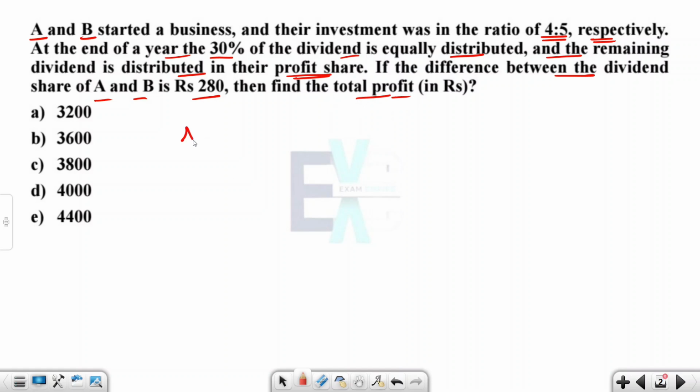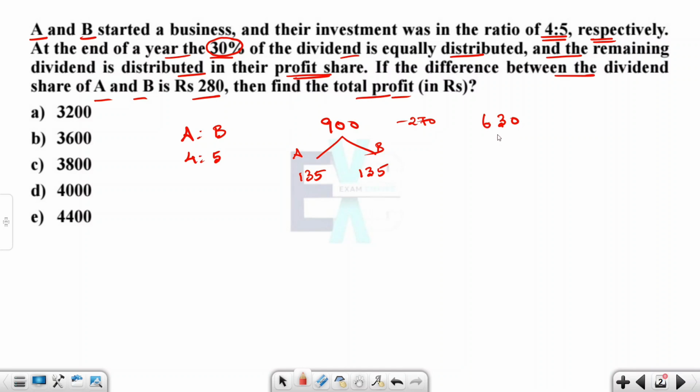Okay, see what is the investment of A and B? 4 is to 5. So we'll assume 900 rupees is the total profit. Now, in this, 30 percentage of the amount is divided equally. 30 percentage of 900 is nothing but 270. That means A and B will each get 135 rupees. And remaining, out of 900, 270 was divided equally, so what is the remaining amount? 630.